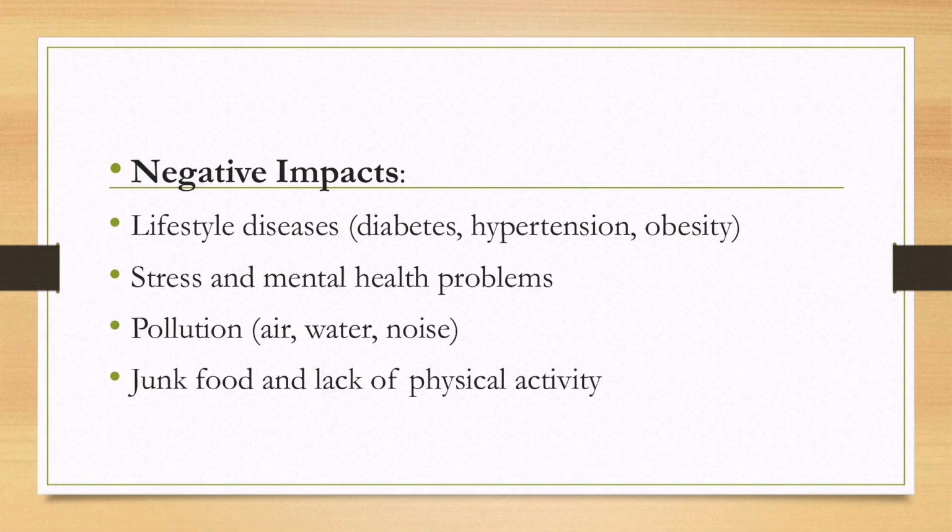Next one is negative impacts. Under that, first one is lifestyle diseases. So, lifestyle diseases are diseases caused mainly by unhealthy modern lifestyles and habits. So, causes for this are lack of exercise, unhealthy food habits, smoking, alcohol, and stressful lifestyle. For example, people working in offices and sitting for long hours without exercise may develop obesity and diabetes.